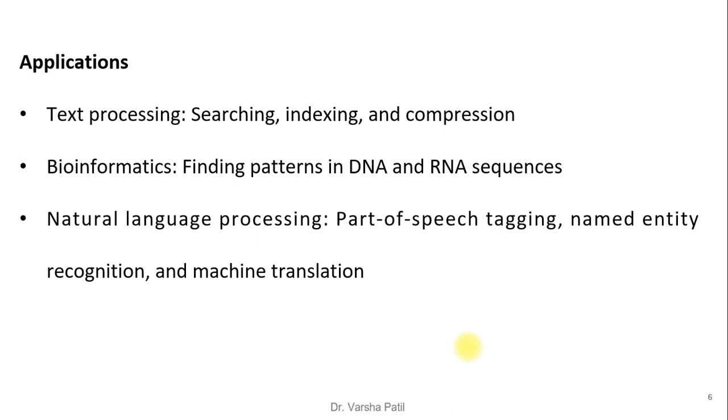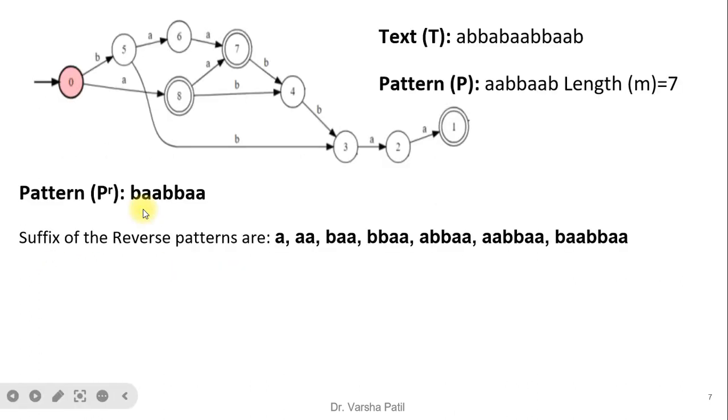Applications of the BDM algorithm are in text processing, that is searching, indexing and compression, which are used in information retrieval. Other than information retrieval, it is used in bioinformatics to find patterns in DNA and RNA, as well as in natural language processing, for example part of speech tagging, named entity recognition and machine translation.